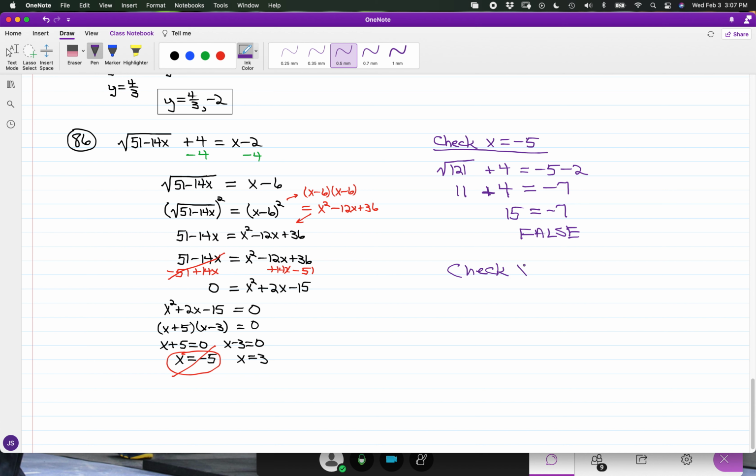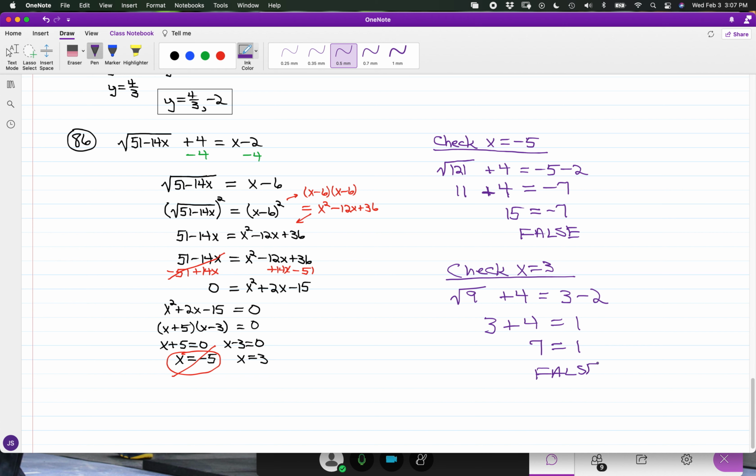And if we were to check x equal to 3, so you have 14 times 3 is 42. 51 minus 42. Okay, this will become the square root of 9. And here, followed by the addition of 4. X minus 2 becomes 3 minus 2. Now the square root of 9 becomes 3. Plus 4. 3 minus 2 is 1. And we have another roadblock here. 3 plus 4 is 7. And we're trying to say that 7 is equal to 1, so this is also false.